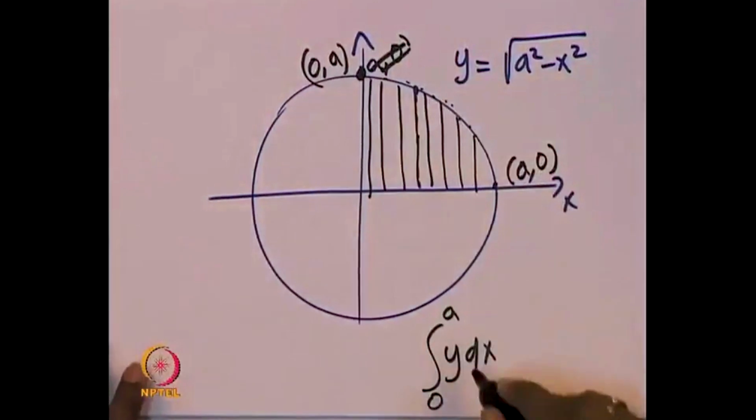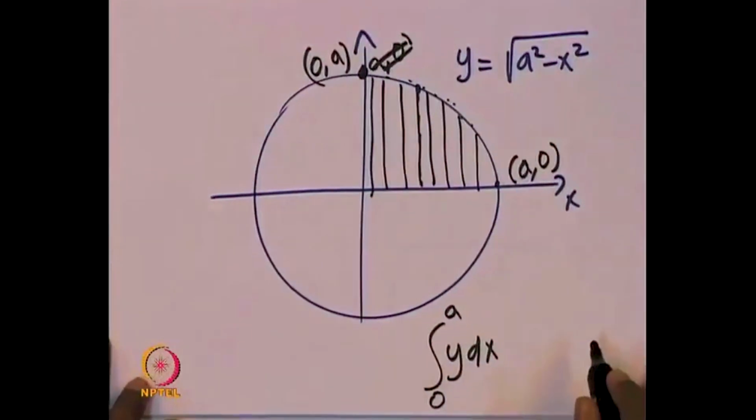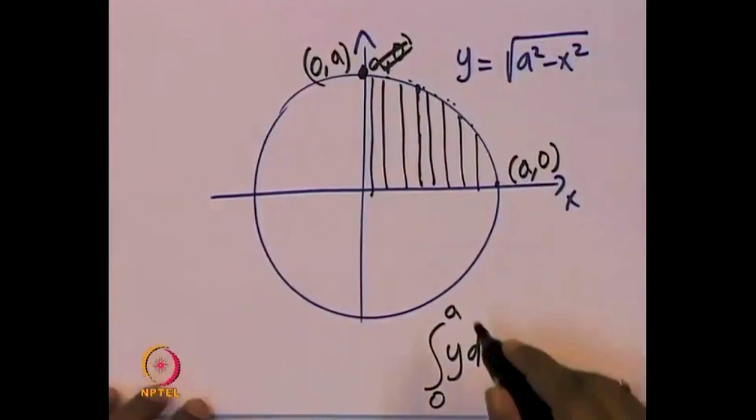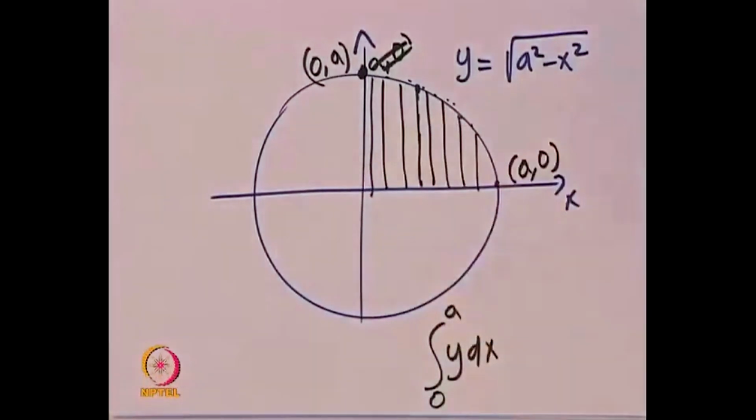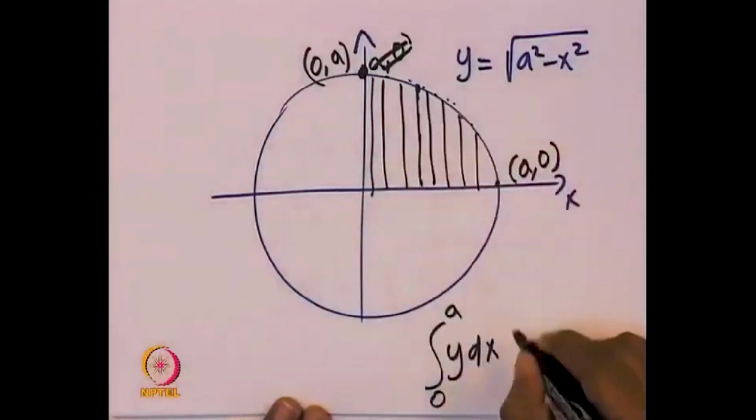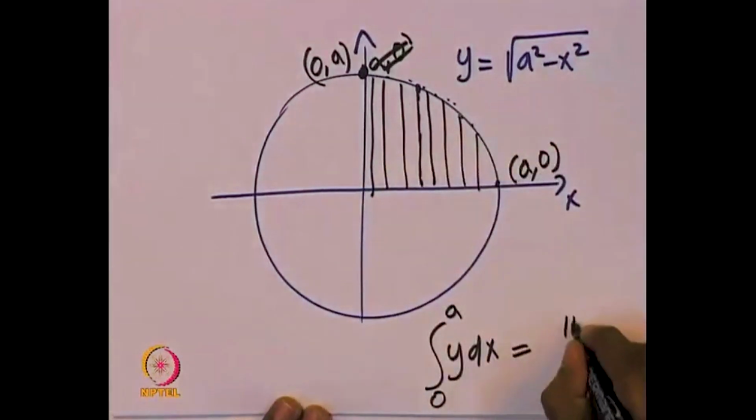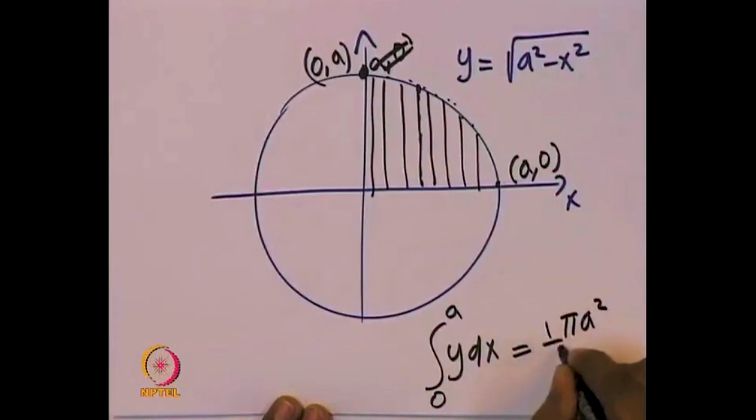So, the integral from 0 to a of y dx. If you calculate this, it has to be the area under this curve, according to what we said, and it has to be pi a square by 4.